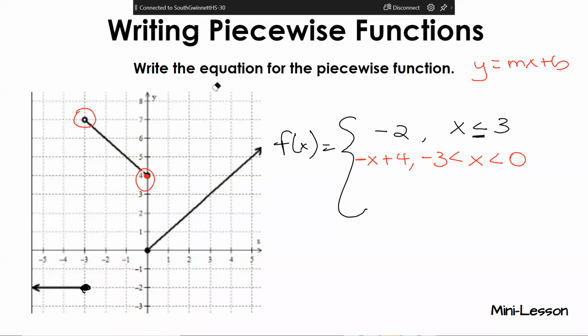I'm going to go through that thought process one more time. So I needed to find my y-intercept, which was 4. My slope came from rise over run. If I took any point on this line, I would go to the right 1 and down 1. So that's negative 1 over 1, which is negative 1. That's where we got this equation from.